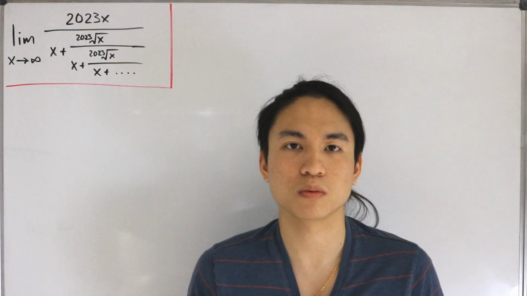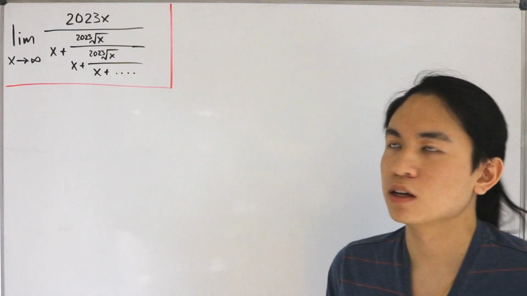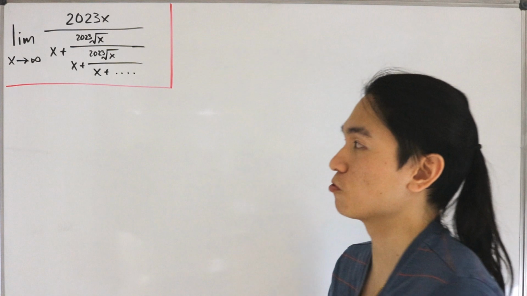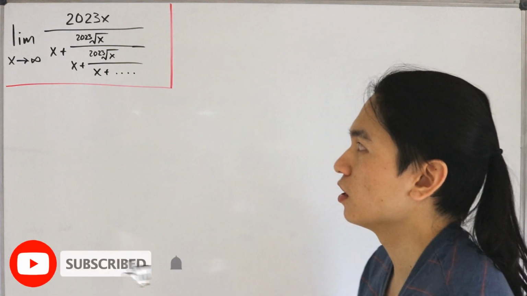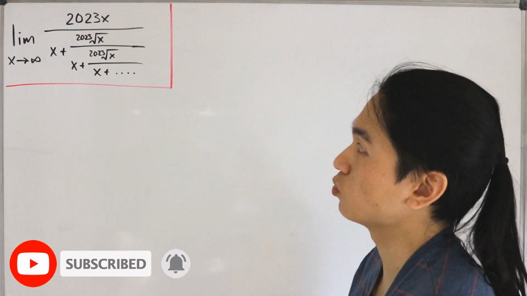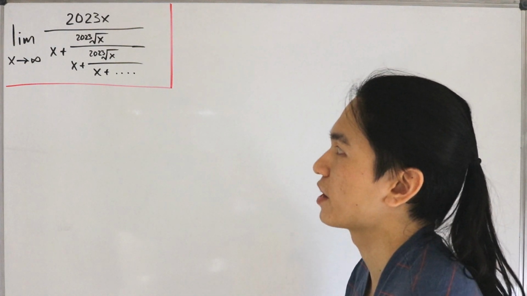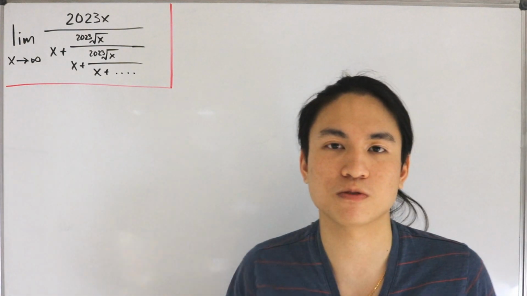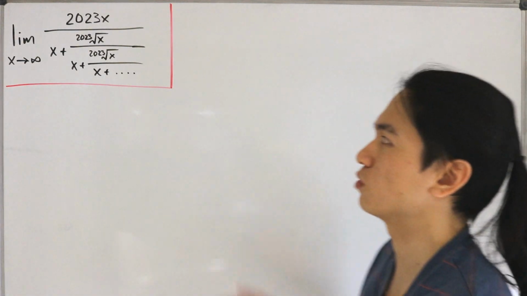Okay, so we'll go back to another video. So here we have a limit, and the limit we're trying to evaluate is in the form of a continued fraction. We have 2023 times x divided by x plus the 2023 root of x divided by x plus the 2023 root of x divided by x plus, and so on and so forth. So you see a continued fraction over here.